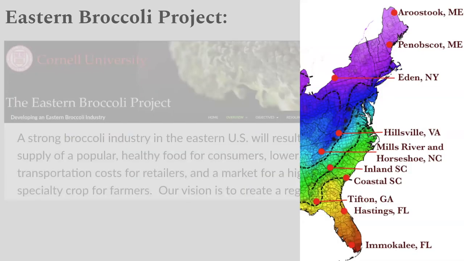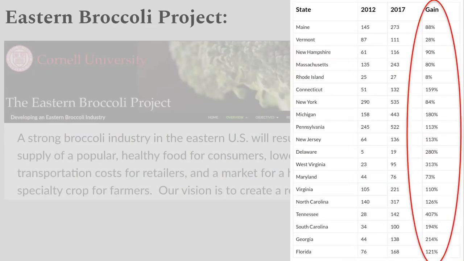So the idea is this model would kind of mirror that California production model where production would happen in southern Florida in the winter and shift northward towards the summer and then vice versa in the fall. So the numbers are actually looking really good. This is some data that shows the number of farms on the East growing broccoli from 2012 to 2017. And every state has had an increase in the number of farms growing broccoli. In New York, the number has increased from 290 to 535. So it's pretty good news.